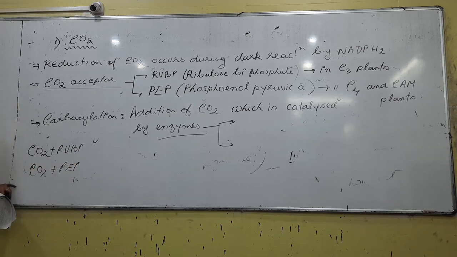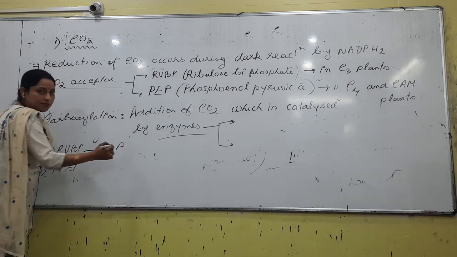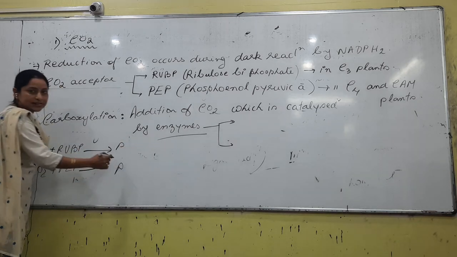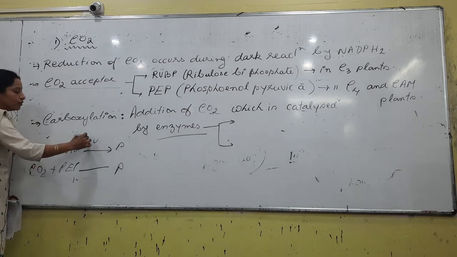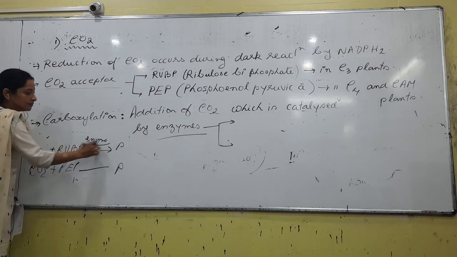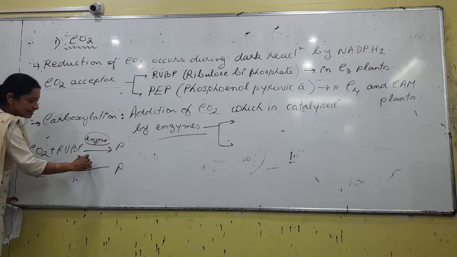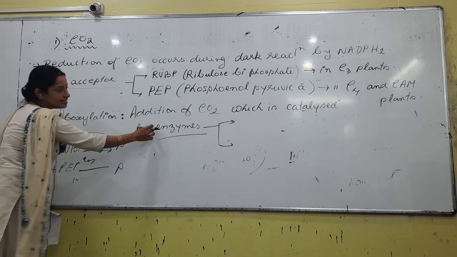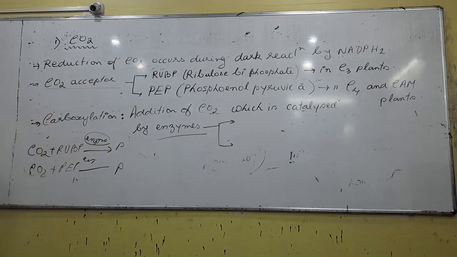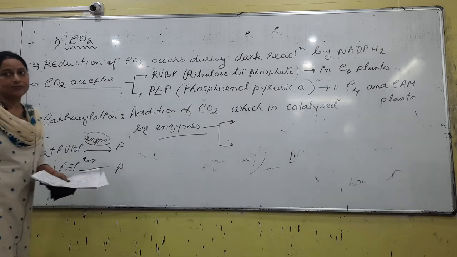This is what we understand by taking in of carbon dioxide, or carboxylation, right? So what is this? Nothing but the starting of a reaction. For this reaction to go, an enzyme is required. So this is what we are writing here: addition of carbon dioxide is called carboxylation, which is helped by certain enzymes.